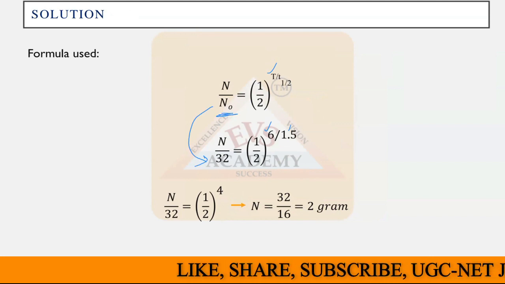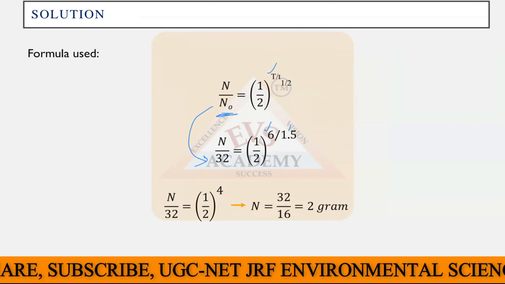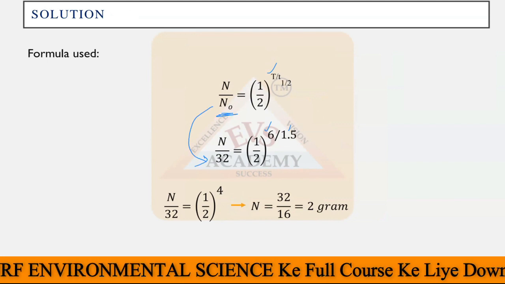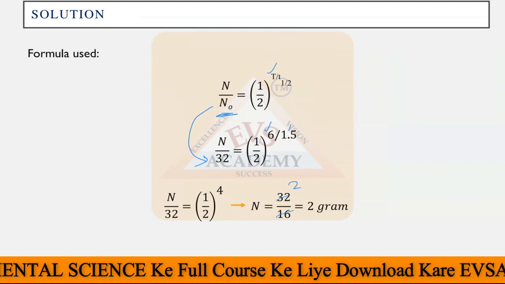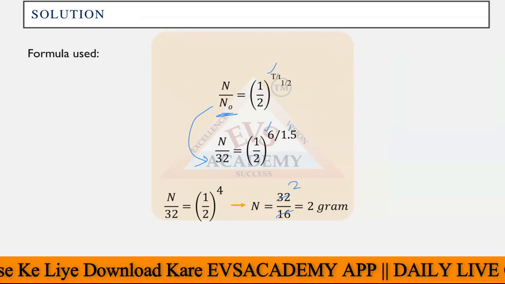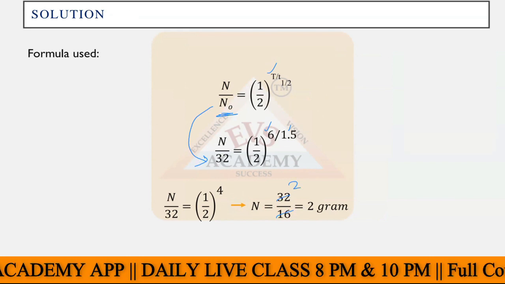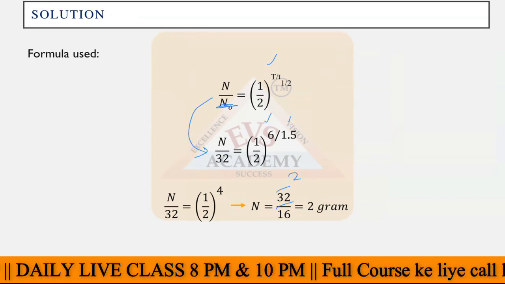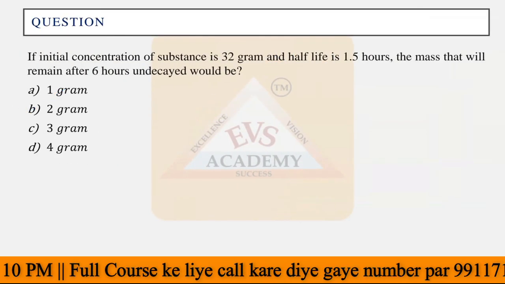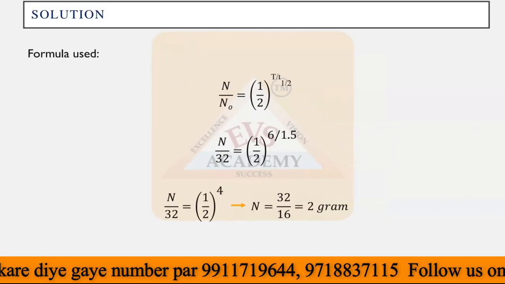6 divided by 1.5 is 4. So this is half to the power 4. What will happen here now? This 32 will come to this side and 2 to the power 4 is 16. So 32 divided by 16 is equal to 2. So the N here, the final amount which would be undecayed, or not converted into product, is equal to 2 grams, because N is the final amount here. So the final amount is 2 grams, which is the right answer. I hope this is clear to you as well. This formula you have to use in such questions.